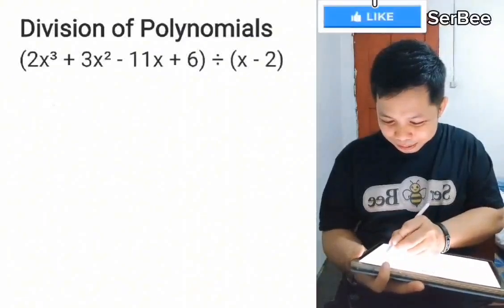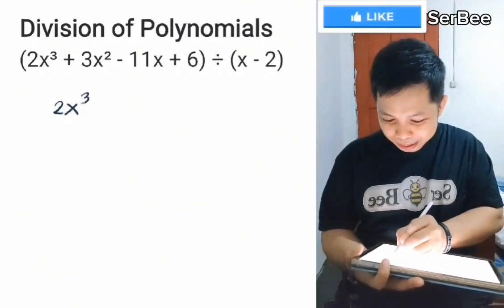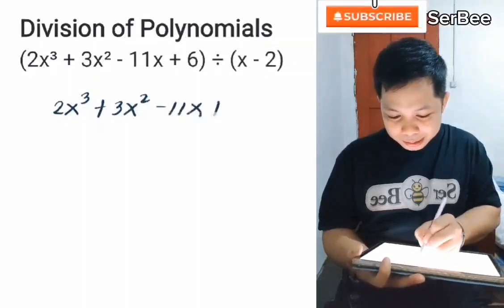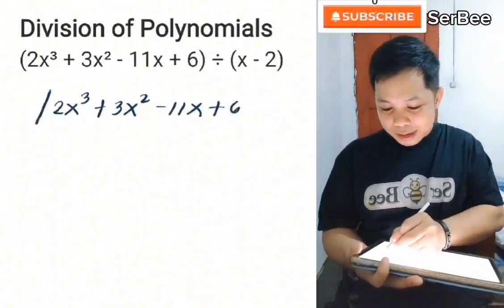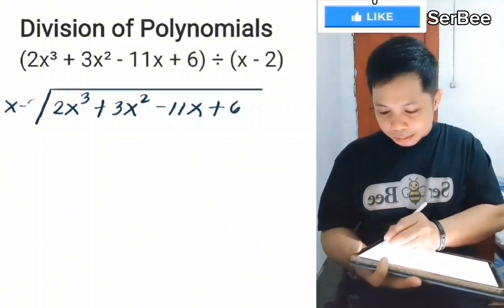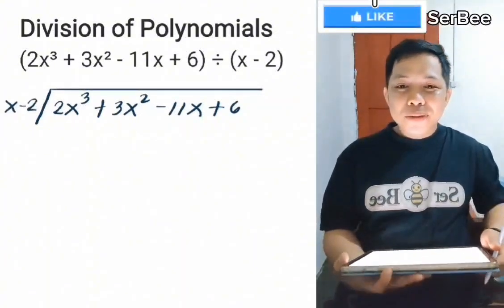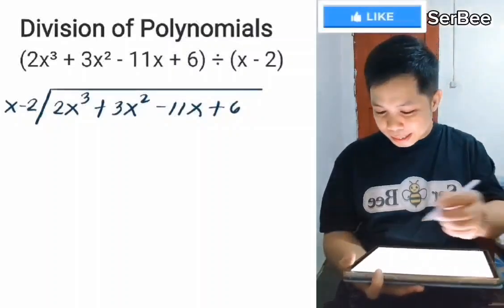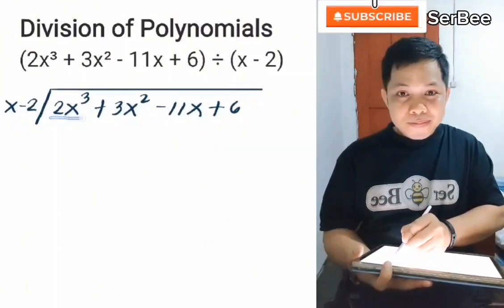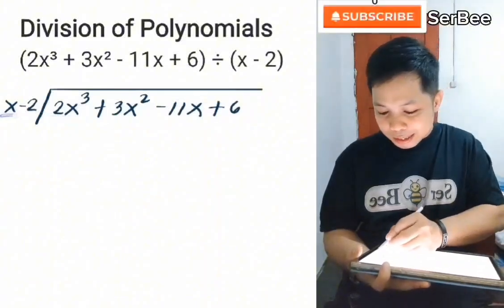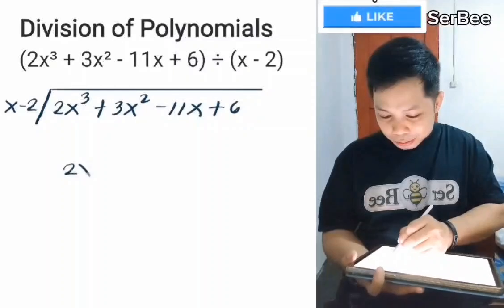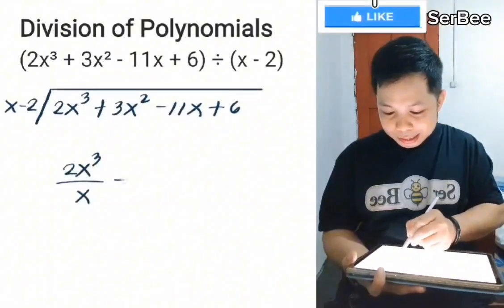So we have here 2x cubed plus 3x squared minus 11x plus 6 divided by x minus 2. Okay? So how do we divide polynomials? First, we need to divide this first term, the leading term, by the leading term of the other polynomial. So we have 2x cubed divided by x.